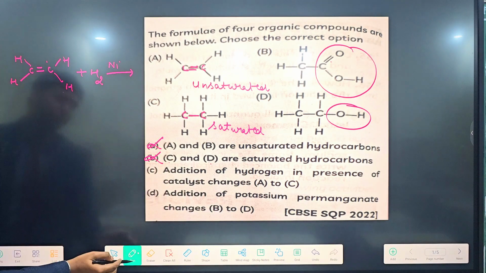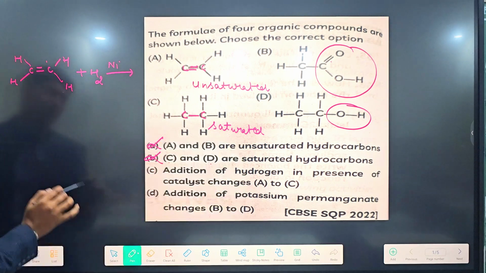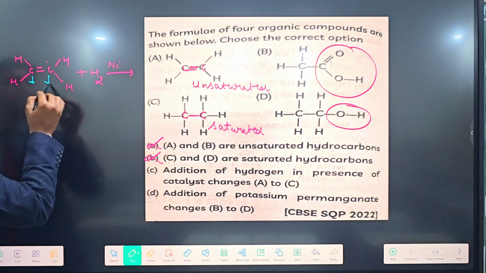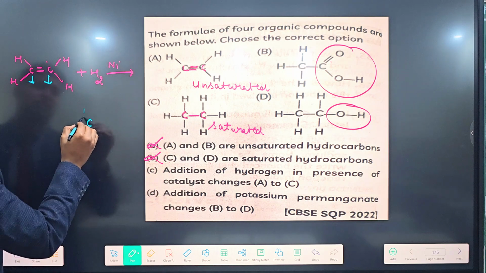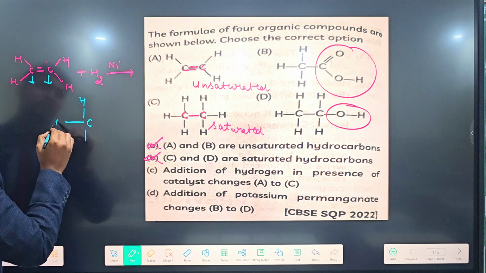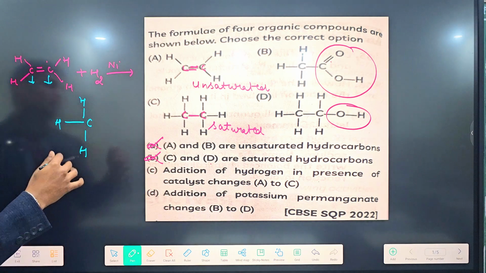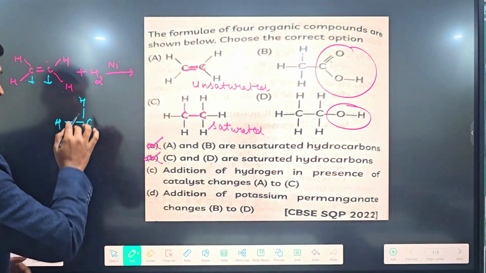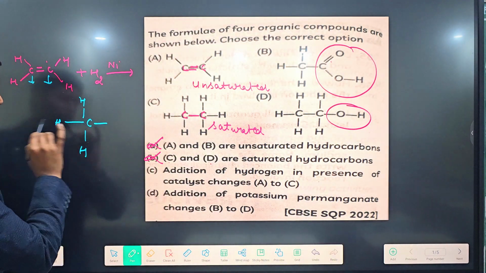So what will happen? This reaction is called a reduction reaction, right? One hydrogen will be added to this carbon atom, and one to this carbon atom. So it will convert to CH3 here. And then after the double bond here, we know that carbon has a maximum of 4 bonds, right? Tetravalent in nature. Since 3 bonds are completed over here, there will be only one single bond.